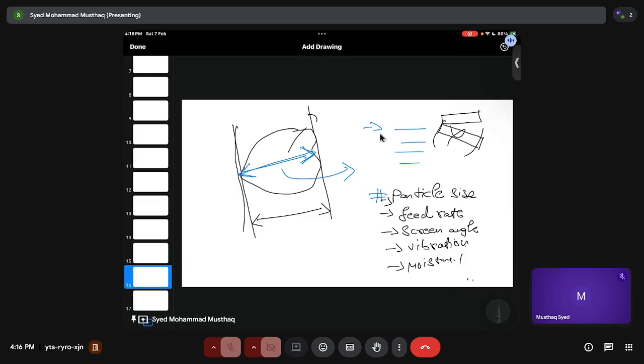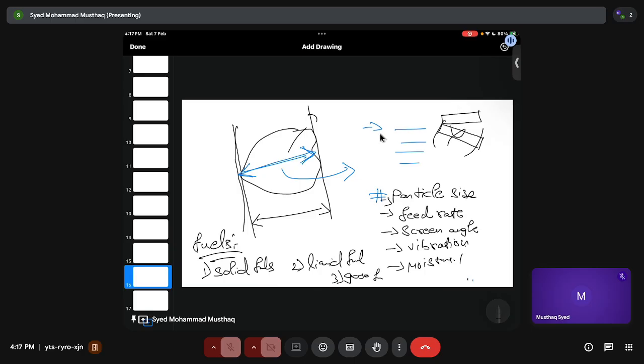So let's define the different types of fuels: solid fuels, liquid fuels, gaseous fuels.